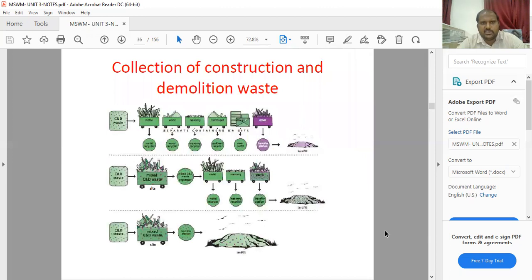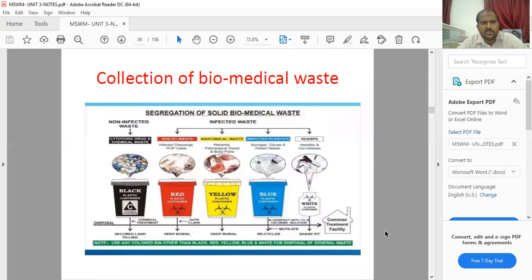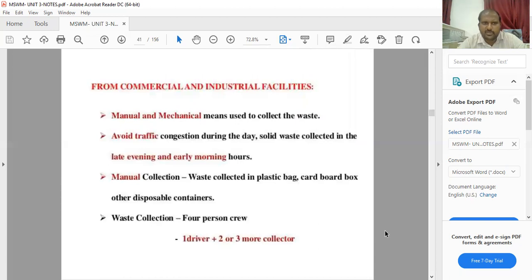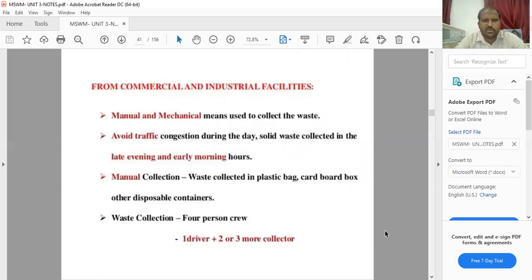Next is collection of construction and demolition waste. Then collection of biomedical waste, including transportation and storage within the hospital. Waste from commercial and industrial facilities is collected by manual and mechanical means. To avoid traffic congestion during the day, solid waste is collected in the late evening and early morning hours.